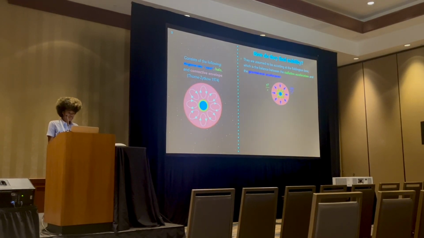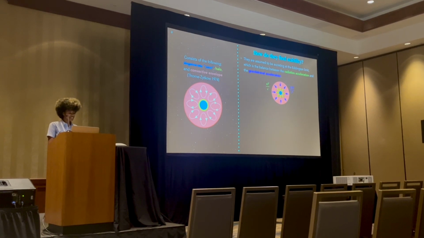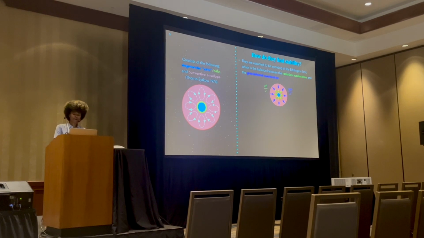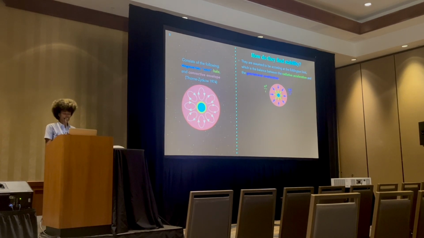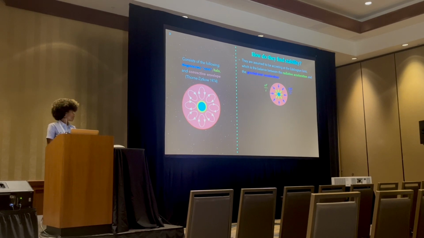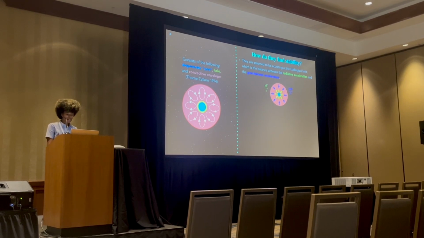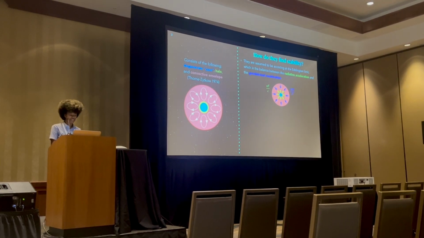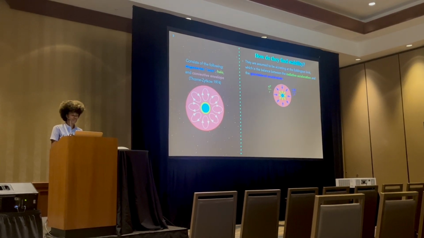So how do they find stability? TZOs are assumed to be accreting at the Eddington limit, which is the balance between the radiative acceleration and the gravitational acceleration. In the diagram on the right side, we see the radiative acceleration in the green color and then the gravitational acceleration in purple.